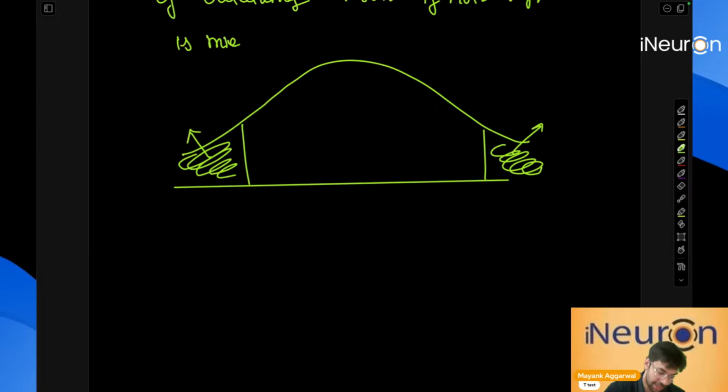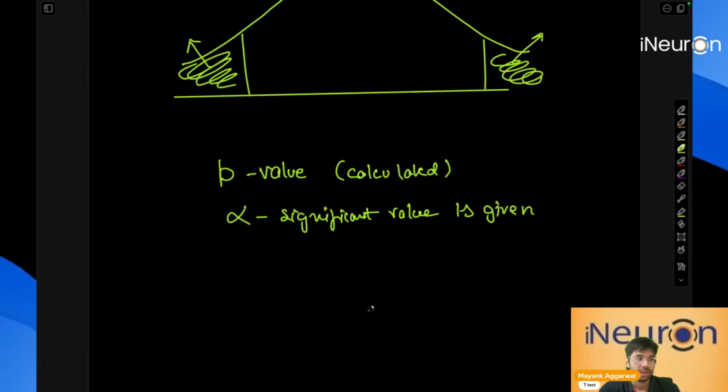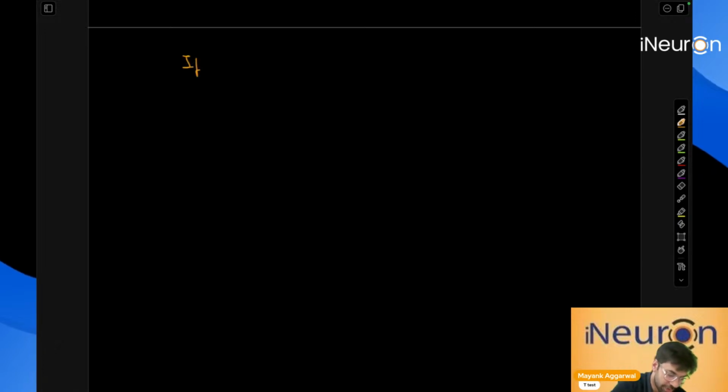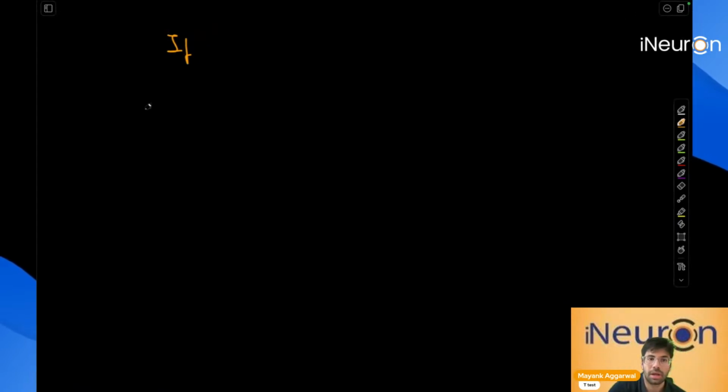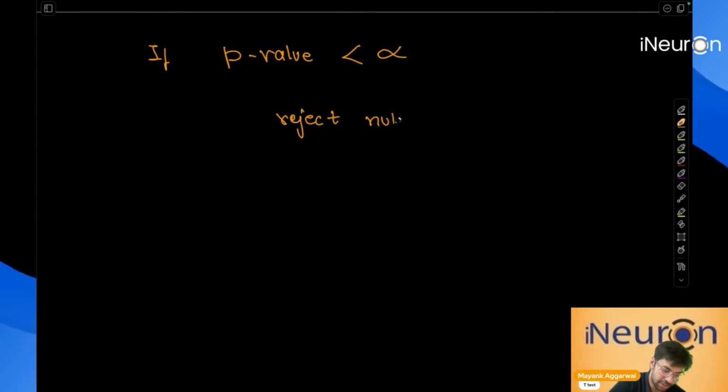So we actually calculate the p value. Always remember that p value is calculated, whereas the alpha significant value is given. Now, a very important thing to understand, as I was explaining using the graph: if p value is less than alpha, meaning the probability of something happening is less than that overall area, then we are going to reject our null hypothesis.